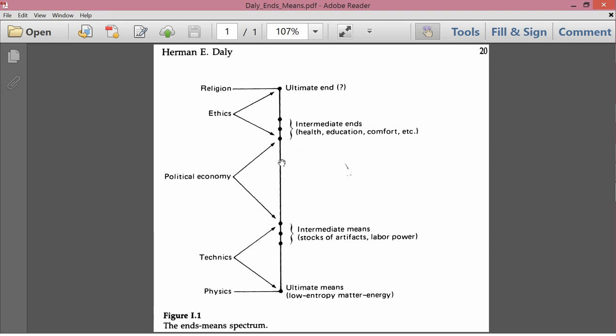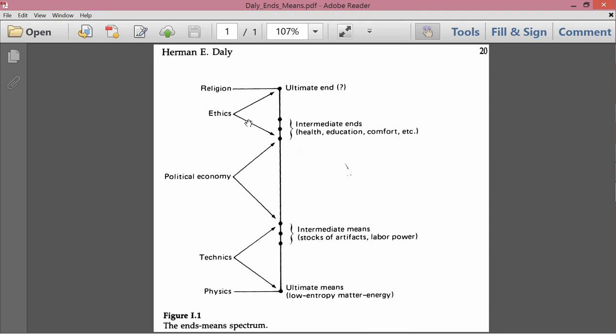And then the ultimate end is the ultimate purpose of life. Yes, there's a question mark there, because people will disagree on what the ultimate purpose of life is. But Daly doesn't think it makes sense to think that there is no ultimate end. And you'll recall that his more recent book, For the Common Good, he co-wrote with a theologian, so he's certainly interested in talking about what the ultimate end might be. And so religion, or theology, is the study of the ultimate end. The relationship between intermediate ends and the ultimate end is here given by ethics.